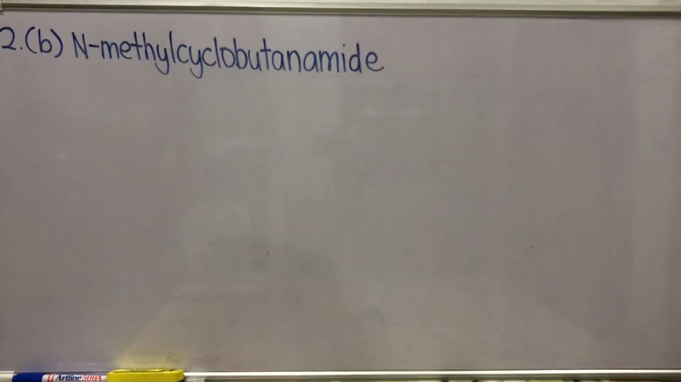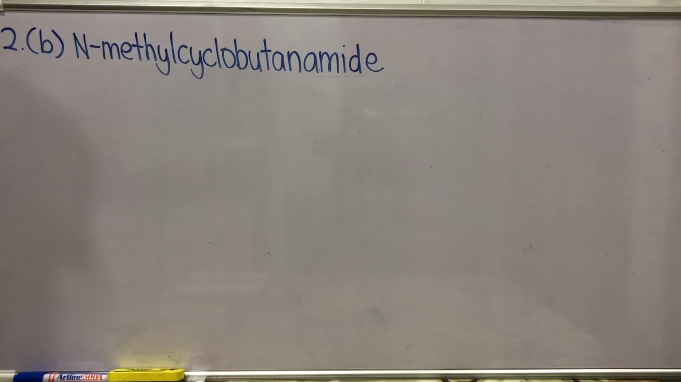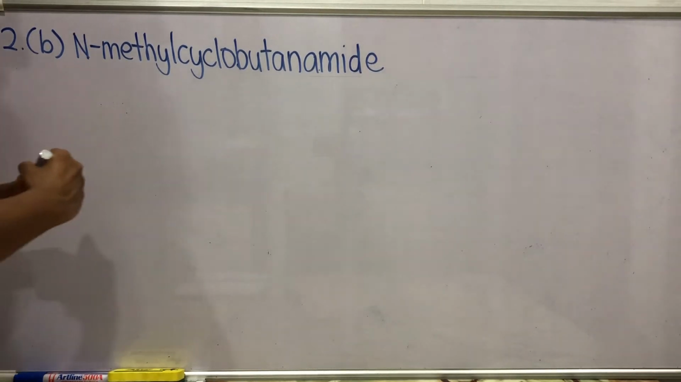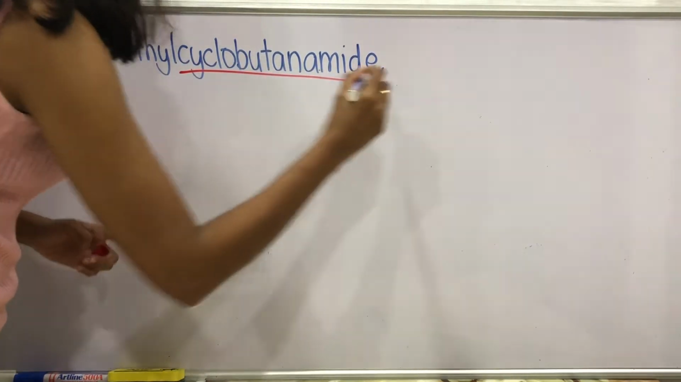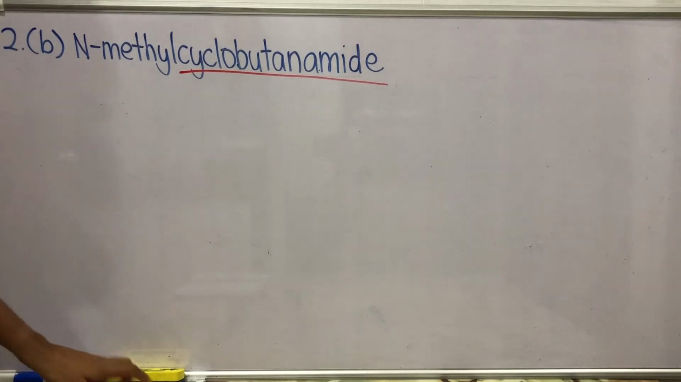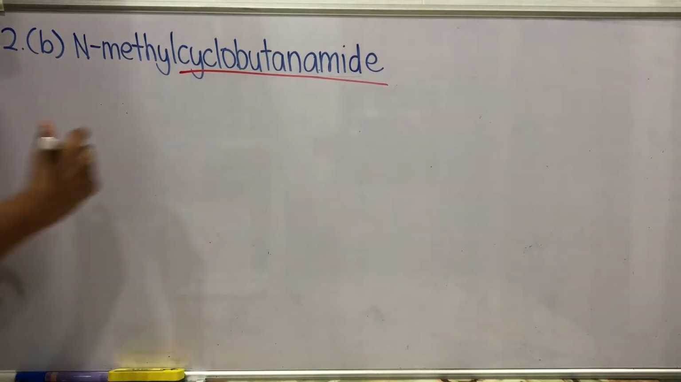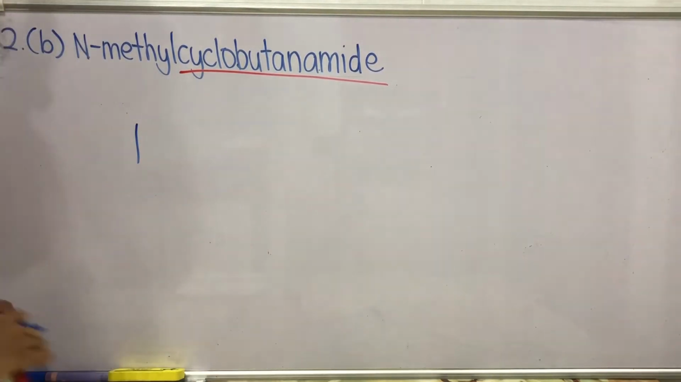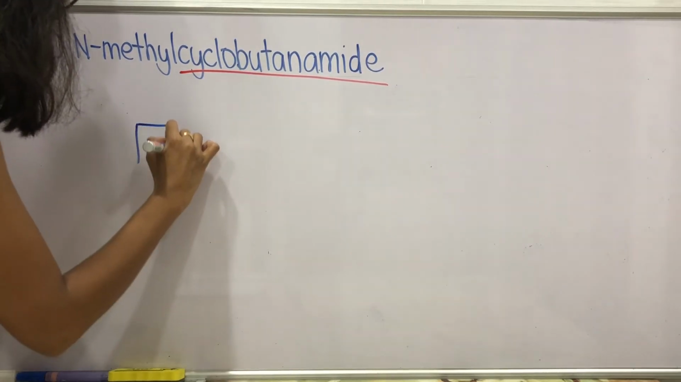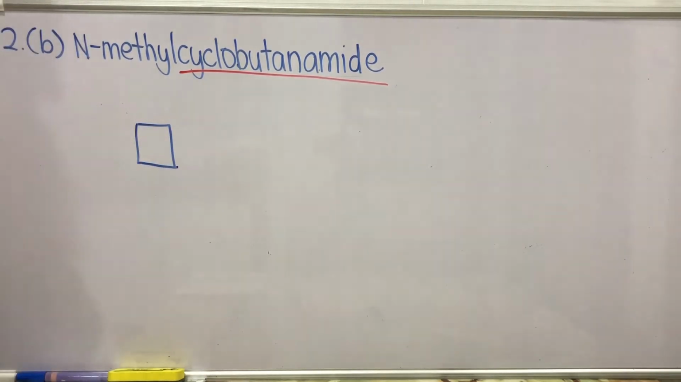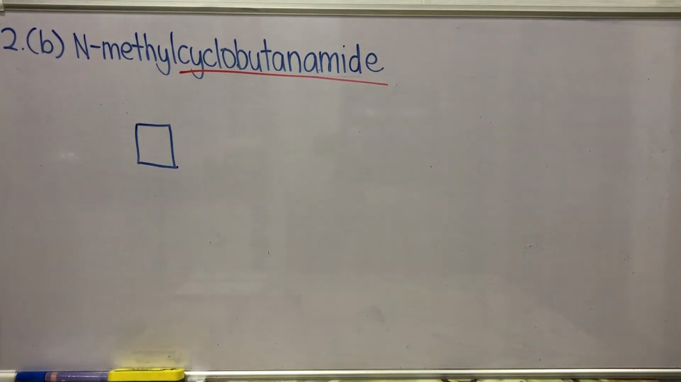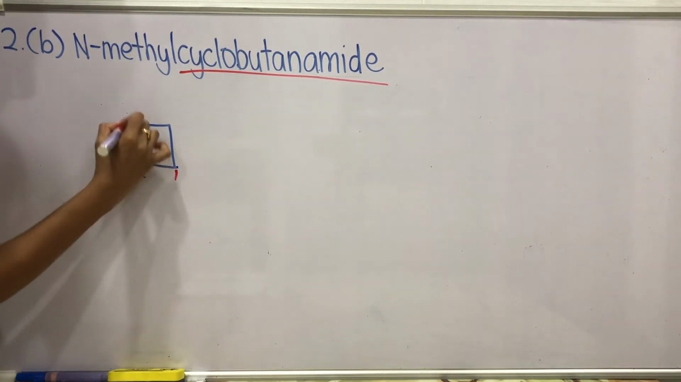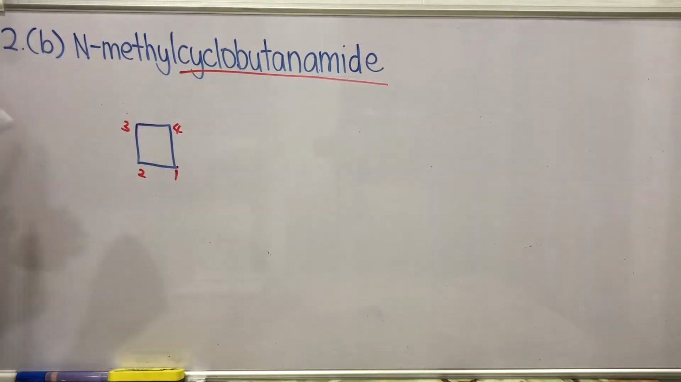Okay, next let's move on to question 2b. Here we have N-methyl cyclobutanamide. So the parent here is cyclobutanamide. So let's draw out the cyclic structure first. Here we have the cyclobute. Now let's try to number them. Carbon 1, carbon 2, carbon 3 and carbon 4.